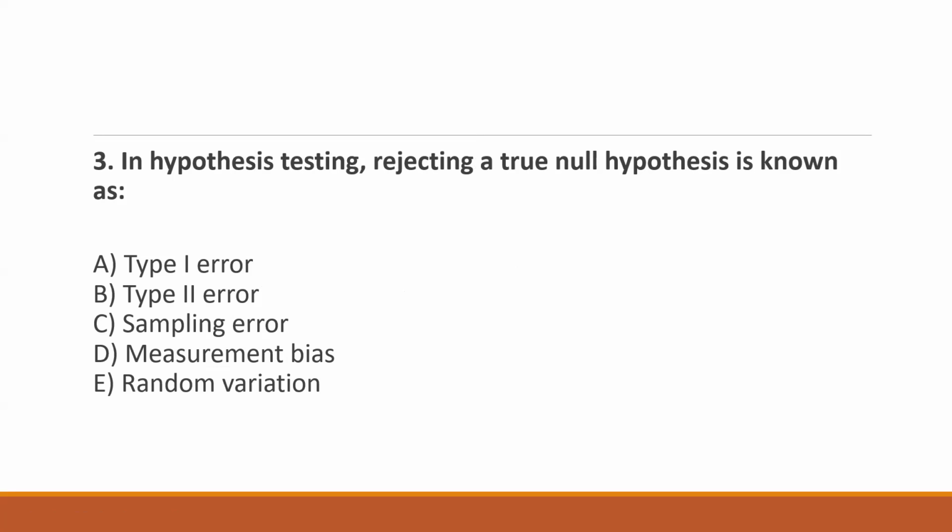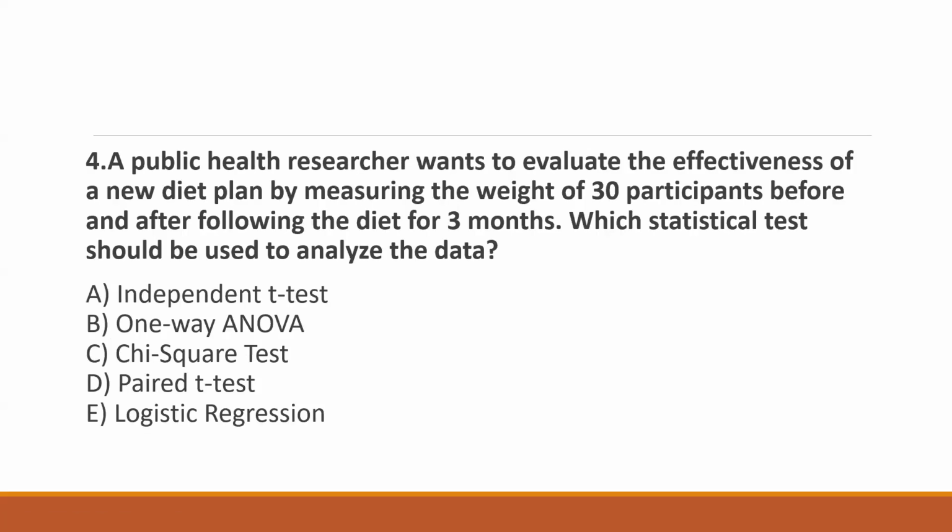Question 3: in hypothesis testing, rejecting a true null hypothesis is known as: type 1 error, type 2 error, sampling error, measurement bias, or random variation? Type 1 error. Yes, it is type 1 error, also called the alpha error.